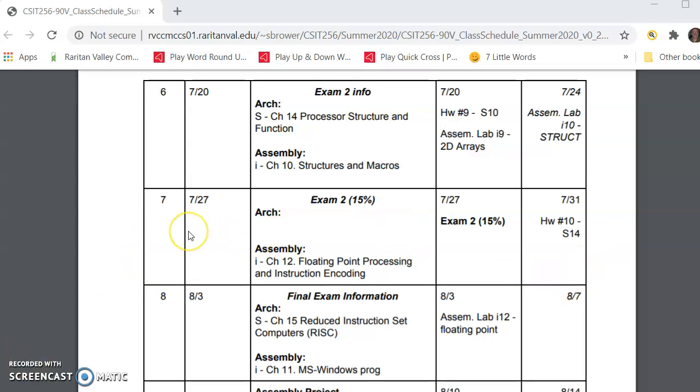So the overview for week 7, from a content point of view, the new stuff that we're going to be taking a look at out of Irvine chapter 12 is going to be floating point. And so comparing this to Java, it's float and double.